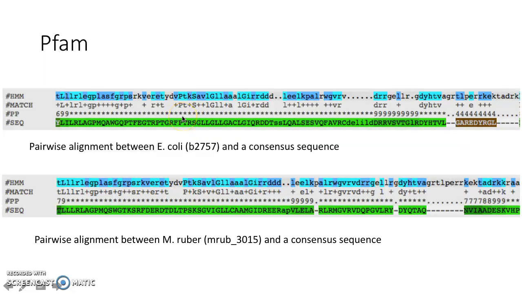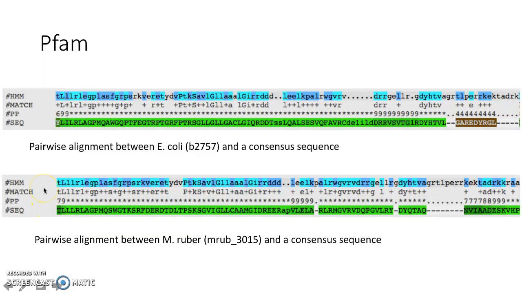The E value for E. coli, b2757, was 9.4 times 10 to the negative 126, which is fairly low and fairly significant. They do not line up by chance.